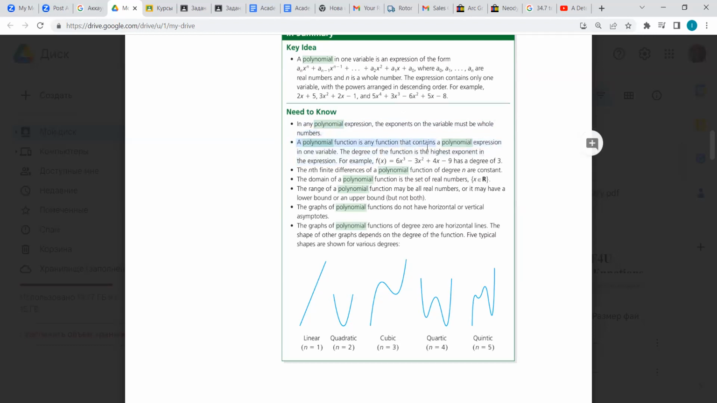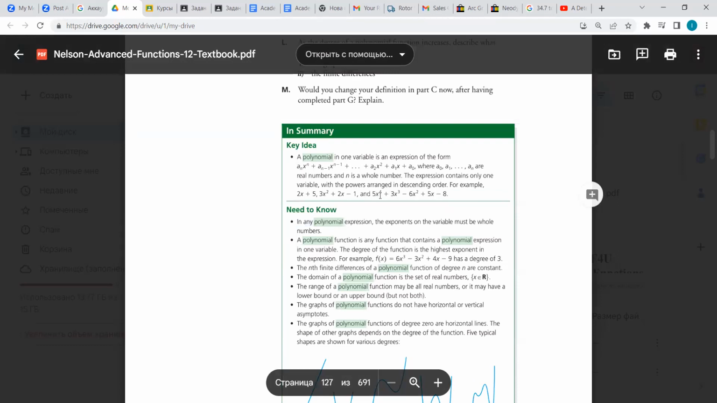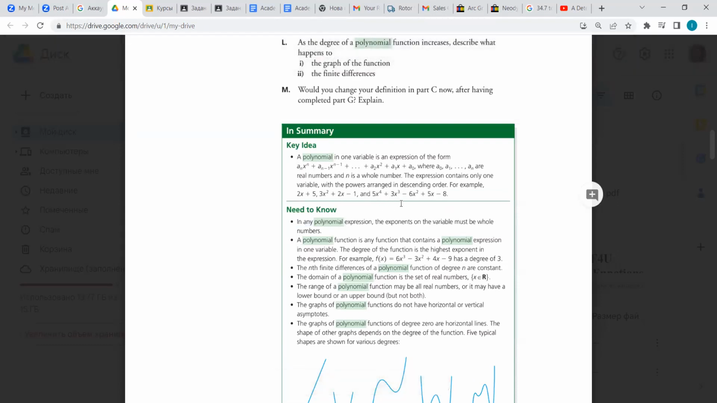A polynomial function is any function that contains a polynomial expression in one variable. An example is 5 times x to the power 4 plus 3 times x to the power 3. These are one variable with exponents, and the degree of the function is the highest exponent in it. For example, in 6 times x to the third power minus 3 times x squared, the degree of this polynomial function is 3.